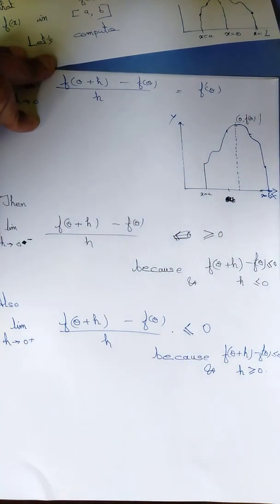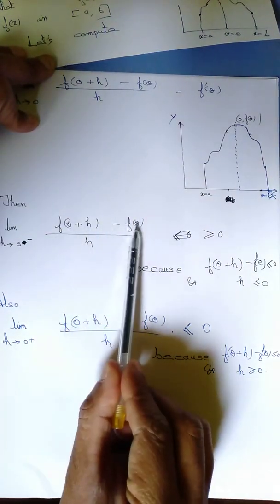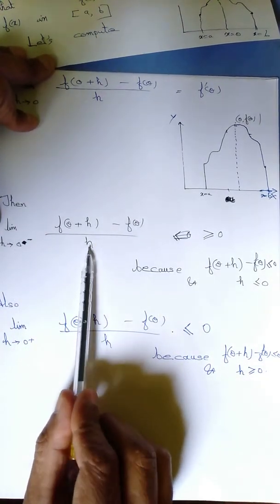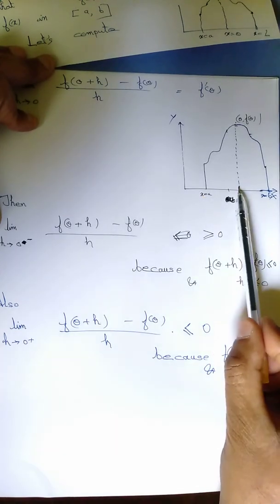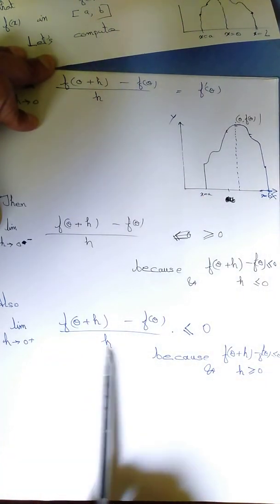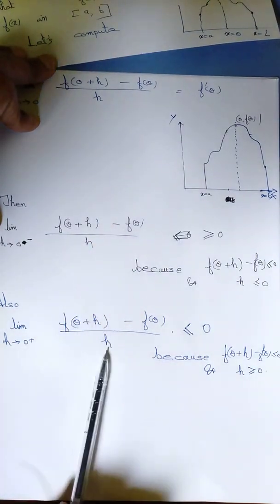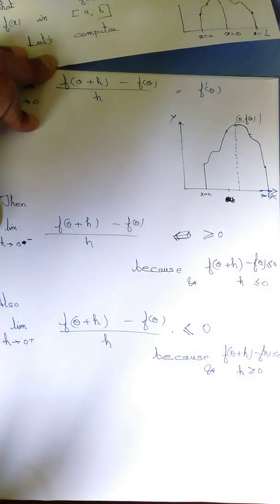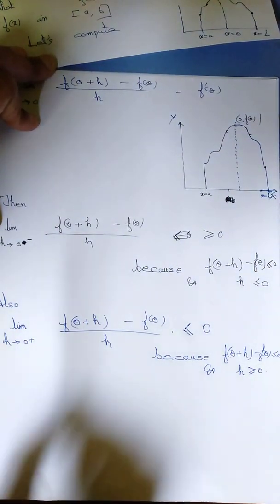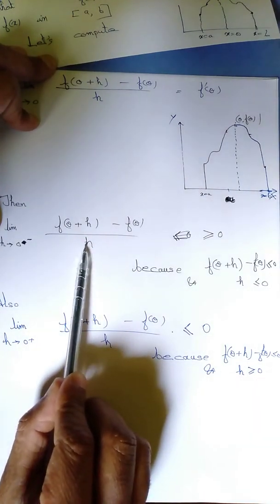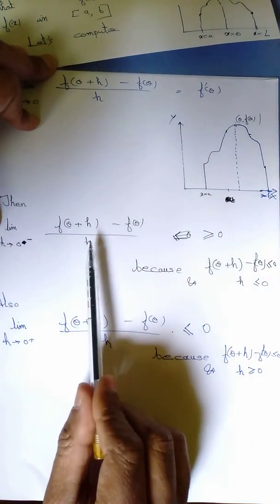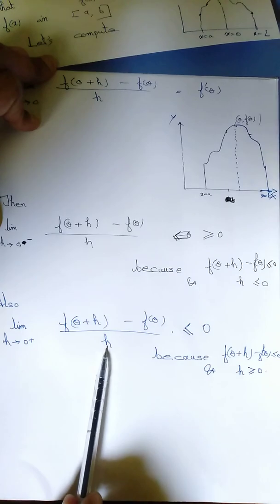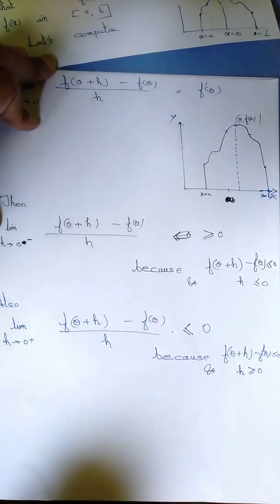Why is this happening? Well, the numerator is remaining of the same sign. The numerator is negative in its case. But the denominator is negative in the left hand side limit and the denominator is positive in the right hand side limit. The only change that you have in terms of sign is here your h is negative and here your h is positive. Because h is negative, the ratio is bigger than or equal to 0. Because h is positive, the ratio is less than or equal to 0.